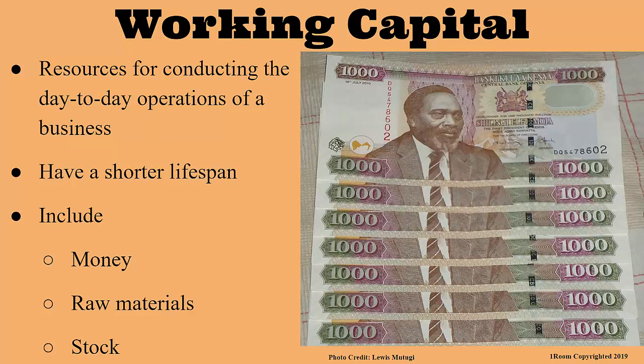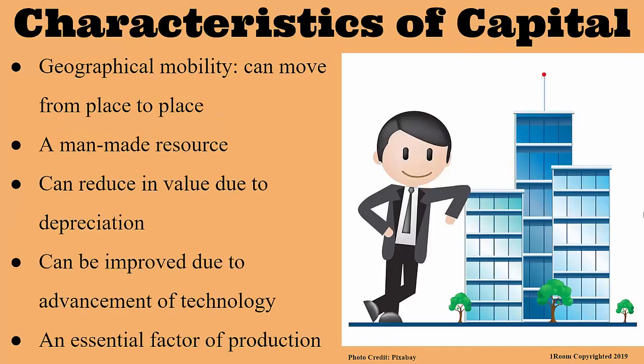I get it. Just like land, capital too has some characteristics. Of course. Capital has geographical mobility, which means that it can move from place to place except for fixed capital. And of course, all capital is a man-made resource. Yes, and its value can depreciate with time, but it can be improved due to advancements in technology. And of course, it is an essential factor of production.